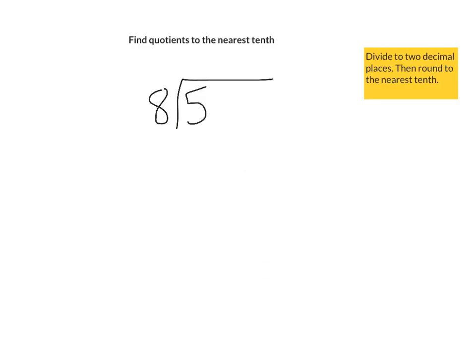For our next example, we're going to find quotients to the nearest tenth. So we're going to start by dividing to 2 decimal places, and then we're going to be rounding our quotient to the nearest tenth. So we'll start by dividing our ones. So we have 5 ones divided by 8, which is equal to 0 ones. So we have 0 times 8, which is equal to 0. So we're left with 5 ones. We're going to regroup those 5 ones so that we have 50 tenths.